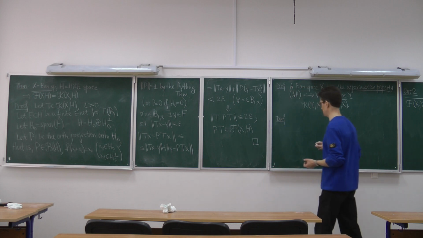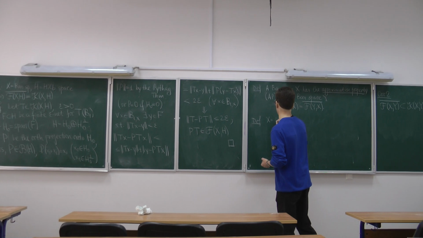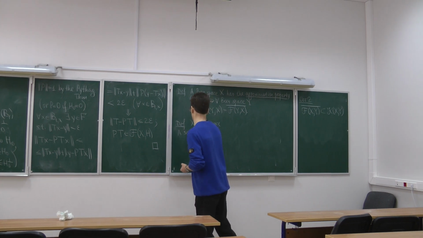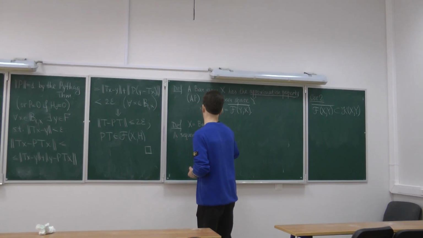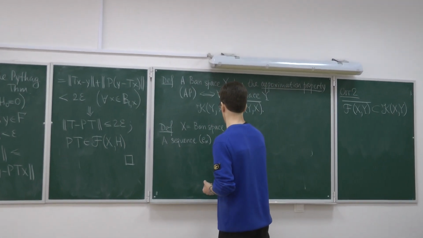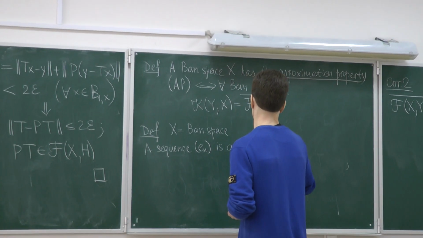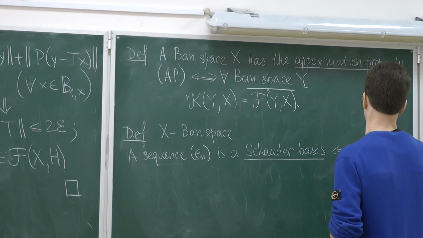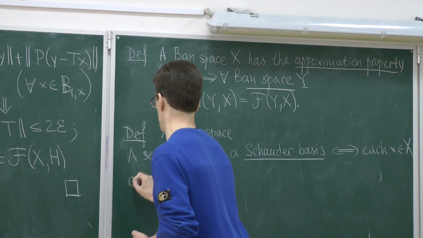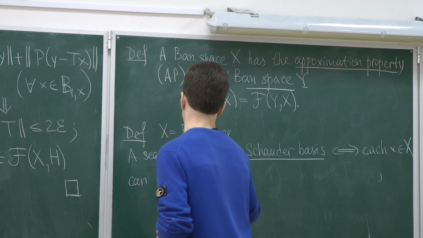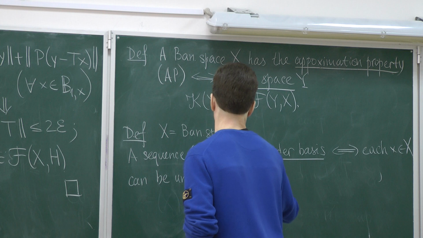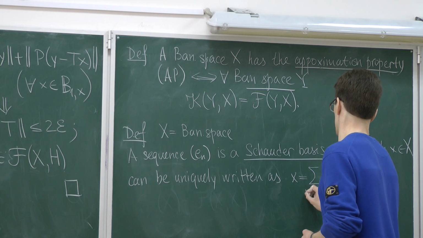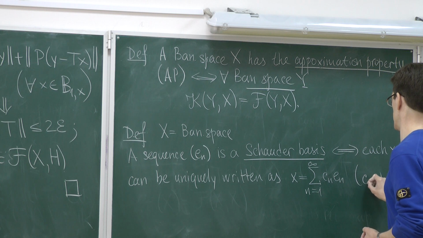First of all, we have the following definition. Suppose that X is a Banach space, and suppose we have a sequence e_n of elements of X. We say that e_n is a Schauder basis if each element x in our space can be uniquely written as the following sum, the sum of c_n e_n, for some numbers c_n.